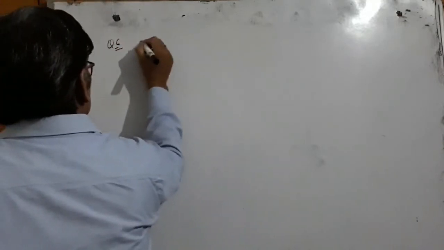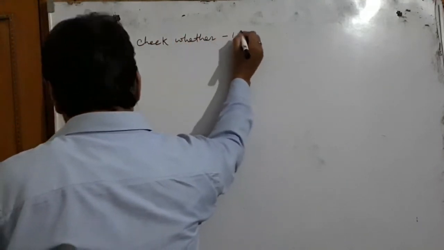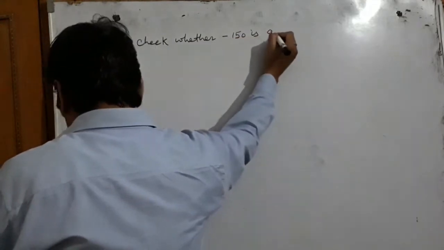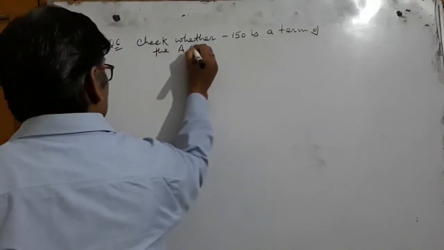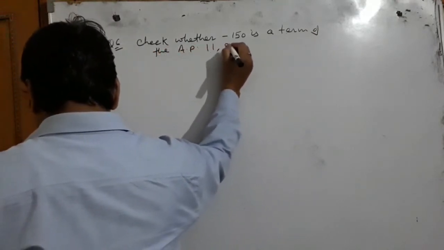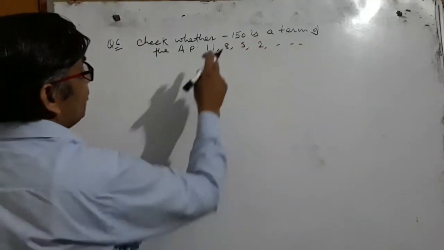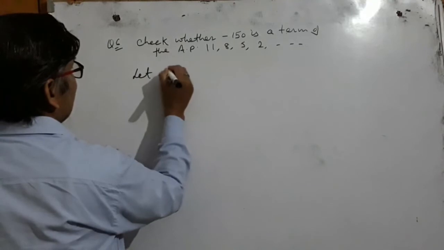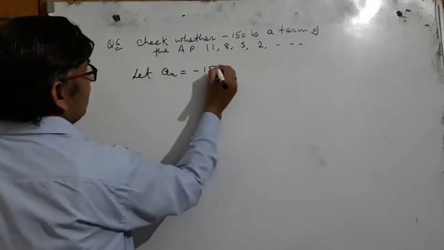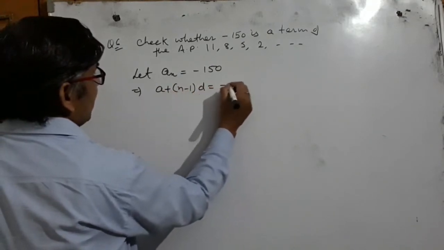Now question number 6. Check whether minus 150 is a term of the AP 11, 8, 5, 2 and so on. We have to check whether minus 150 is a term of this AP or not. So let an equal minus 150. So an equals a plus (n minus 1) into d equals minus 150.